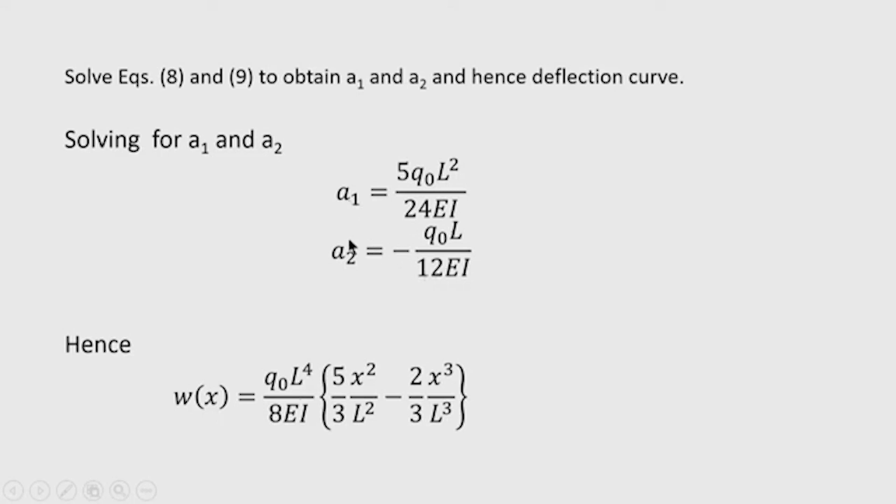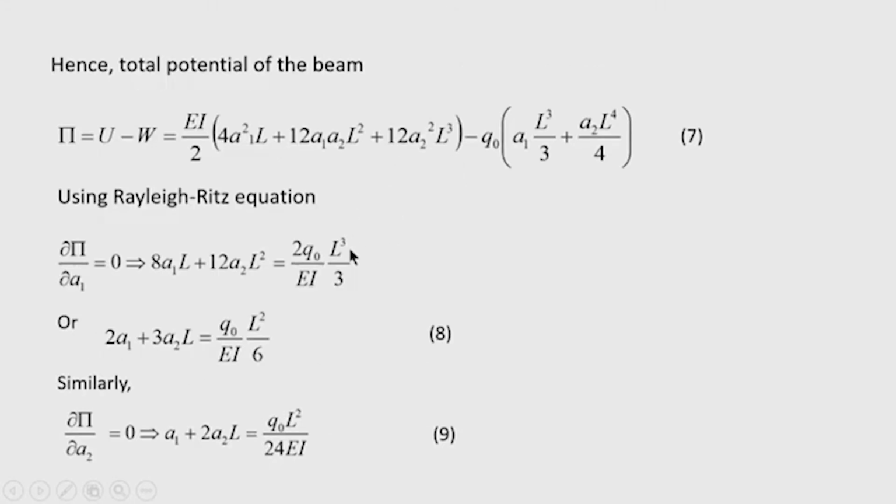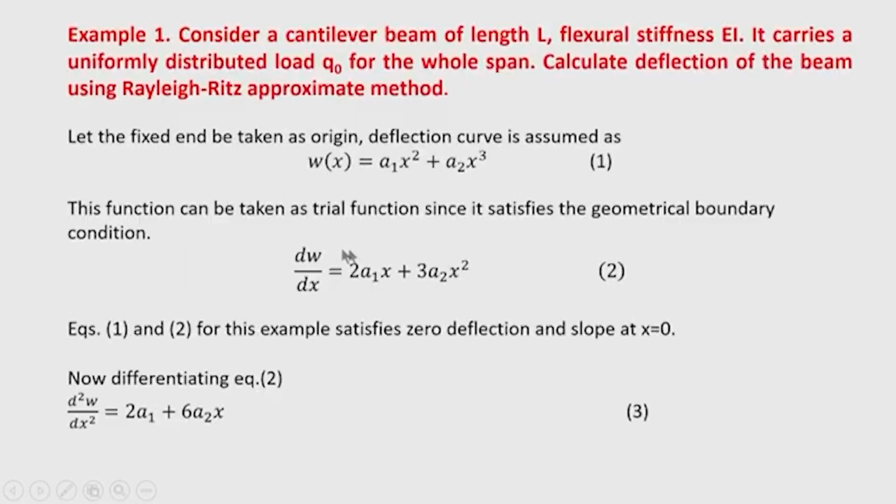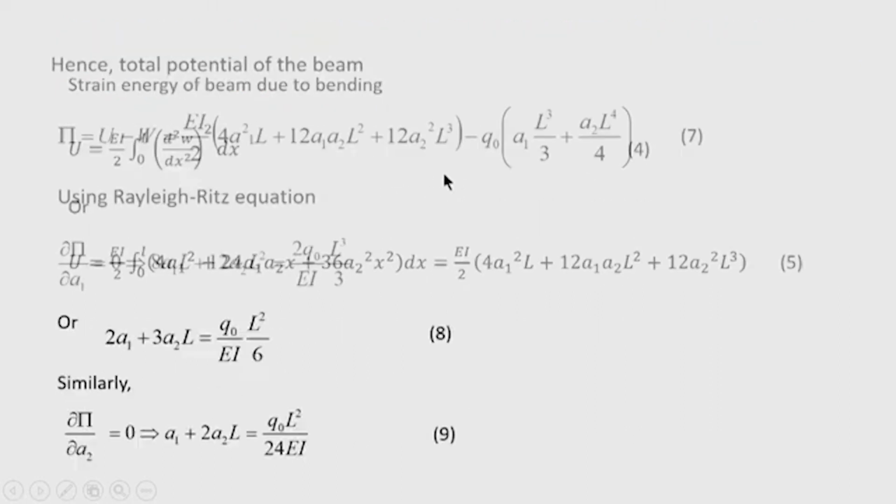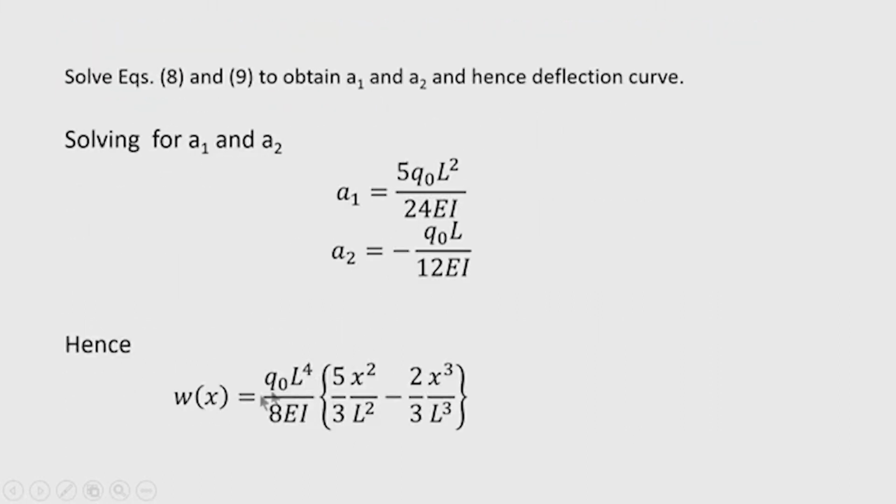Substituting A1 and A2 in the expression for deflection that we assumed previously, equation number 1 in this problem, and arranging this, we can now write the expression of deflection as Q naught L to the power 4 divided by 8 E I, bracket 5 x square by 3 L square minus 2 by 3 x cube by L cube.